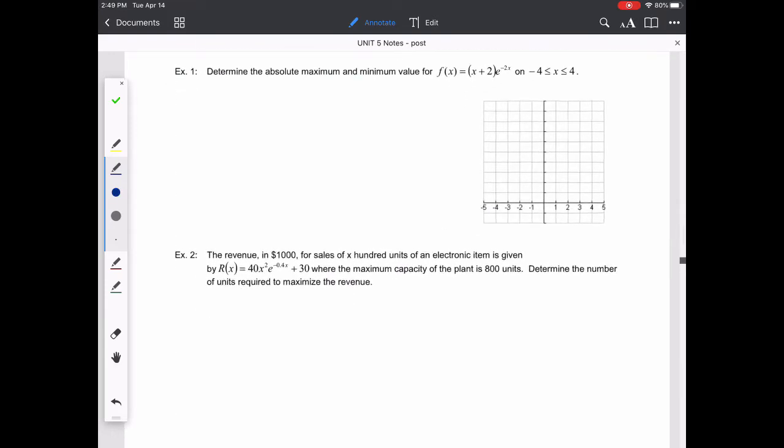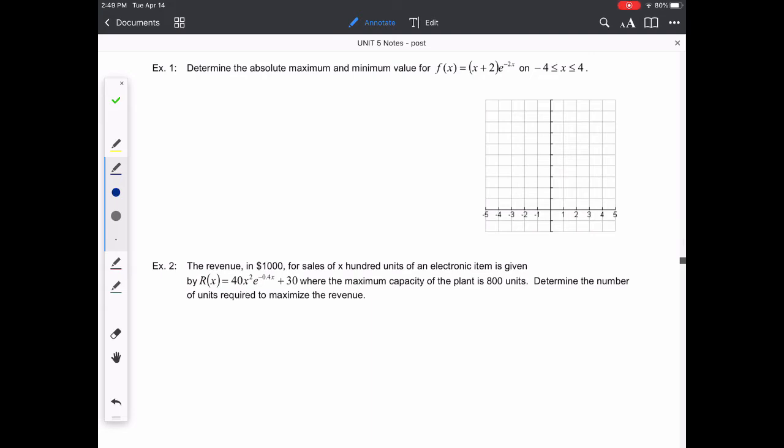In the first example, it says determine the absolute maximum and minimum value for the function f of x between -4 and 4 inclusive. I think the best thing to do here is try and figure out what the graph's going to look like. So I'm going to find my x-intercept. f of x is equal to 0 when, if we look at it carefully, e to the negative 2x never goes to 0, so it's the x in the bracket that's going to set it. So when x is equal to -2.